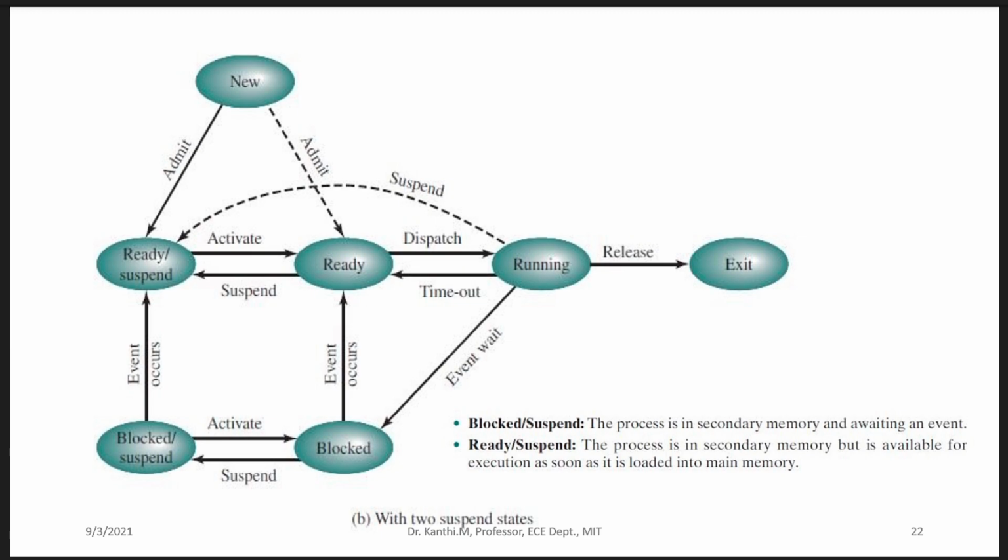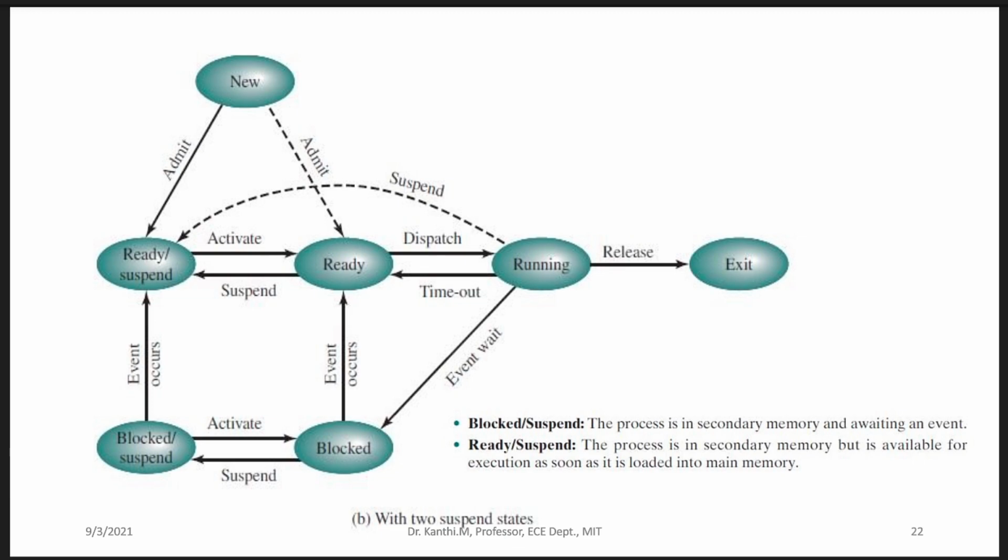The simple difference is only this. The blocked suspend is a process in the secondary memory waiting for an event. And ready suspend is also, of course, in the secondary memory, but it is available for execution as soon as it is loaded in the ready list. So as soon as you get a chance, you can put it in the ready.